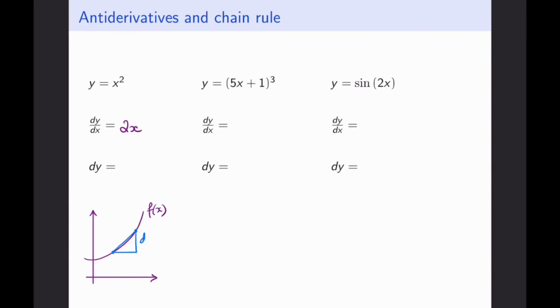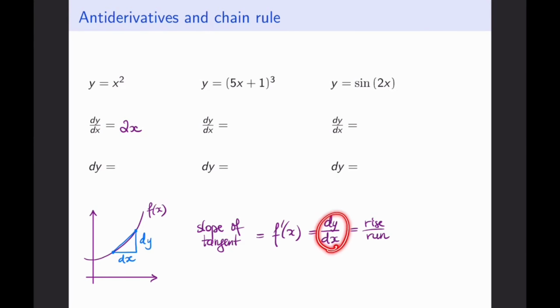But here what I have is dy by dx, and what I can say is that the slope of the tangent is actually equal to the value of the derivative, which we also denote by dy by dx, and that is my rise over run, which means that treating dy by dx as a ratio can actually be useful. You just got to be careful in realizing that generally this is a ratio only as a limit when the dx value gets infinitely small.